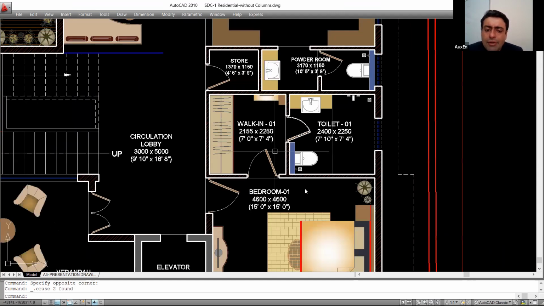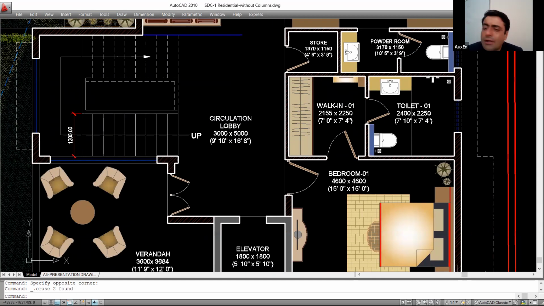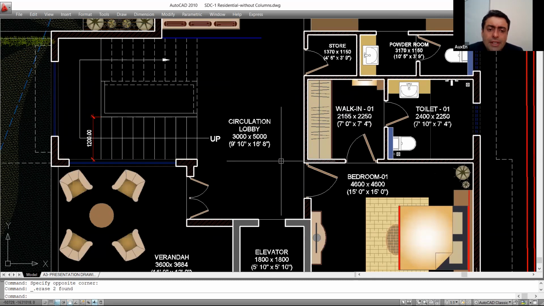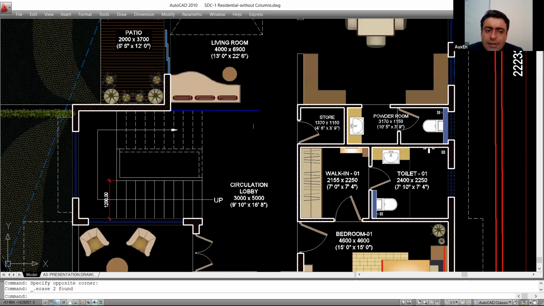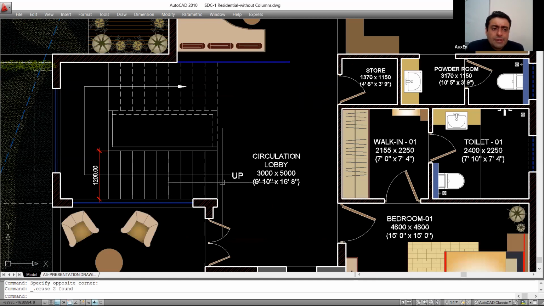Now we come back from the bedroom and we come inside, come back to the circulation lobby. Now from this circulation lobby, there are steps that you have, and the steps indicate up, that means you have to start climbing from here, isn't it? This is going to be the first step, second step, and so on. So this is the meaning of up.